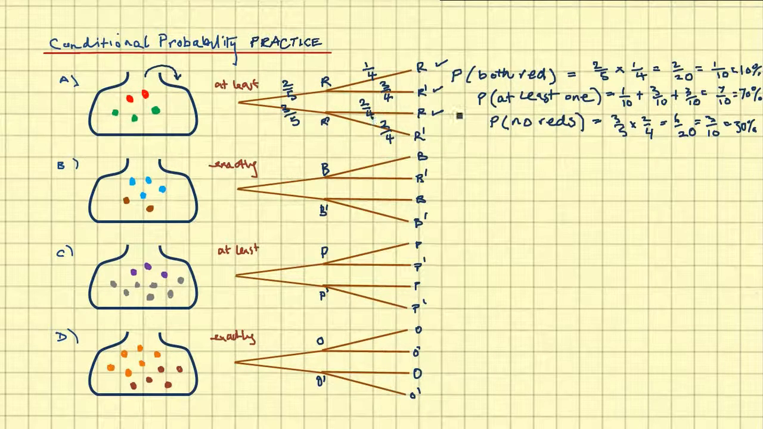Okay, so that's the pattern. That's how we fill in these problems. We fill in the tree first of all, and then we calculate the probabilities of these 3 events. So if you're comfortable with that, happy you understand how to do this and what you're doing exactly, then pause the video at this stage and give it a go.